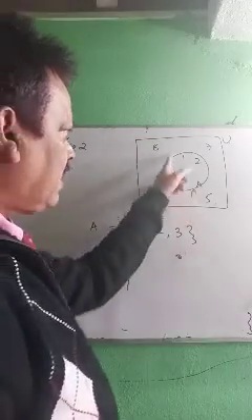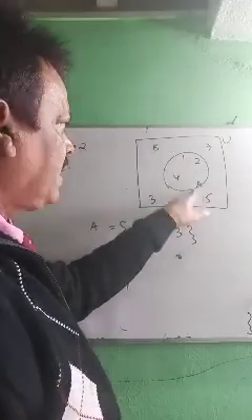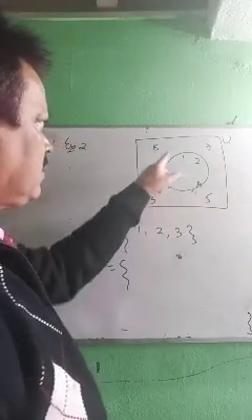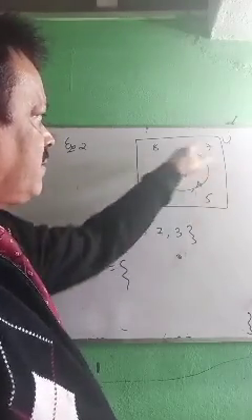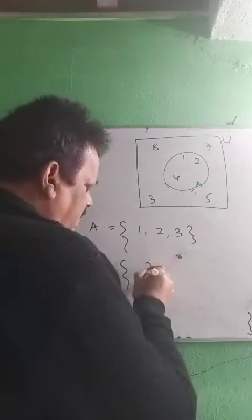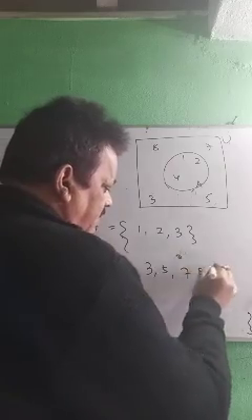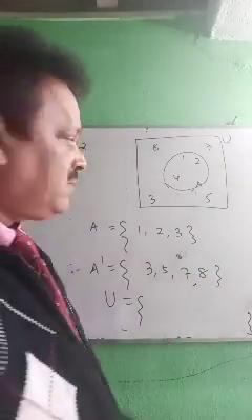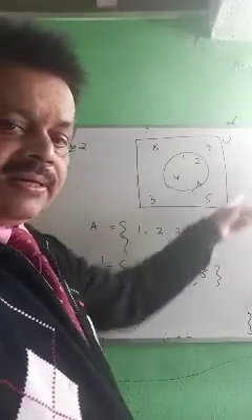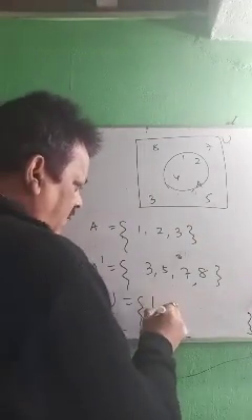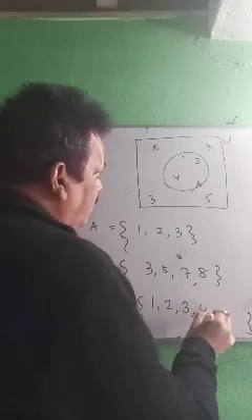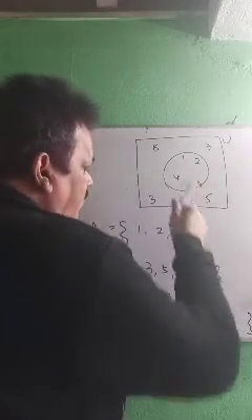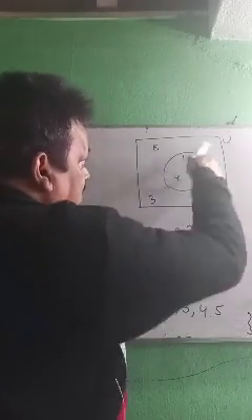What is A complement? A complement means outside A, but it should be inside U. That is 3, 5, 7, 8. Then what is U? U means all the elements you have to take. That means 1, 2, 3, 4, 5, 7, 8.